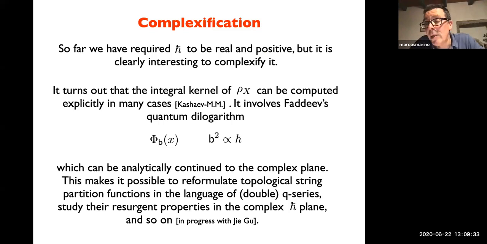Now, another question that I'm going to mention a little bit is complexification, right? We have complexified the modulus of the Calabi-Yau, because remember this Fredholm determinant is an entire function on the moduli space of the Calabi-Yau. But what about h bar? We have always assumed that it's real and positive. And many people will object very deeply to this because they think I don't have to be attached to any reality condition. So we should be able to complexify h bar.